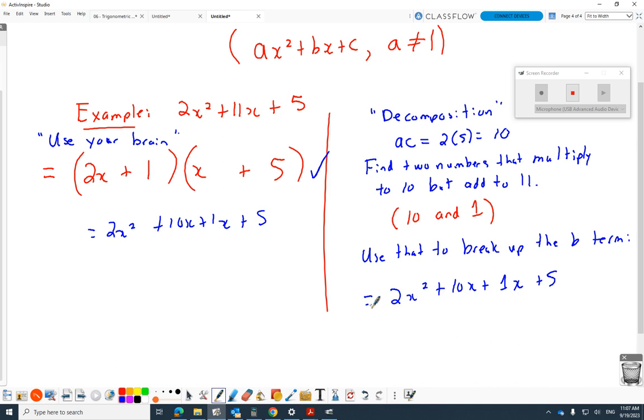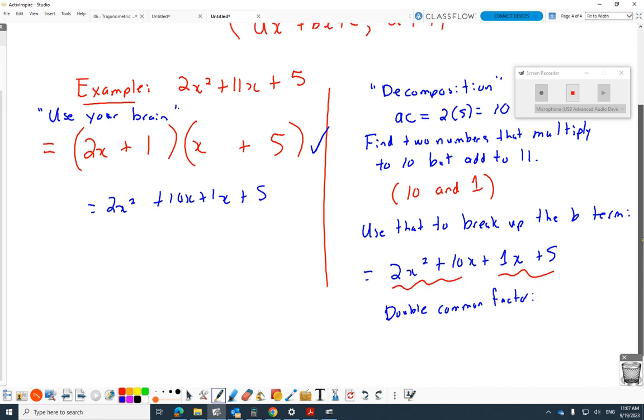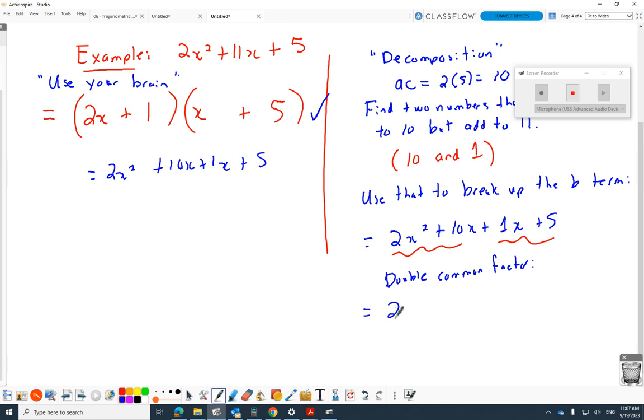Then how do I find out what the 2 brackets were? I'll call this double common factor. I'm going to common factor the first set and the second set. So it's 2x, x plus 5, and this one doesn't have a common factor, so I write a 1 out there. And there's the 2 brackets. Can you see them? X plus 5 and 2x plus 1.